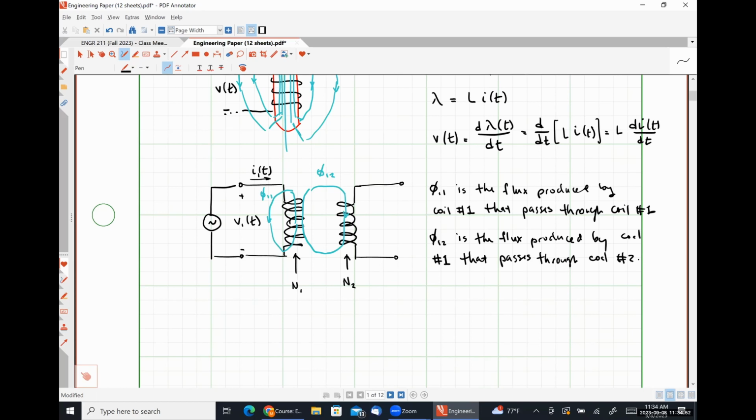So since there is a magnetic flux passing through coil number 2, because the current I1 is changing in time, what we should observe is an induced voltage drop across coil 2, right? So we should see some voltage V2 as a function of time.